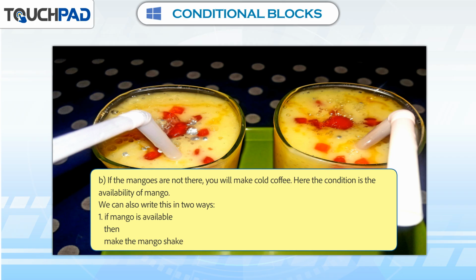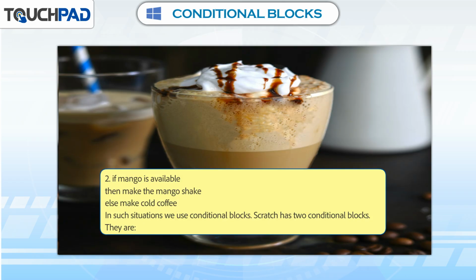Here, the condition is the availability of mango. We can also write this in two ways. 1. If mango is available, then make the mango shake. 2. If mango is available, then make the mango shake. Else, make cold coffee. In such situations, we use conditional blocks.